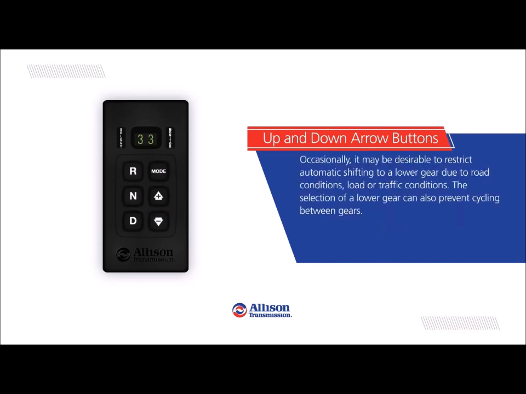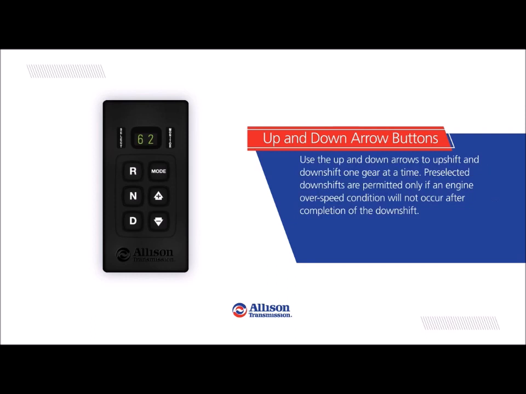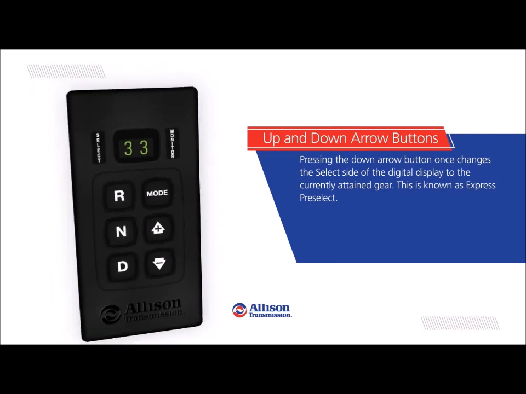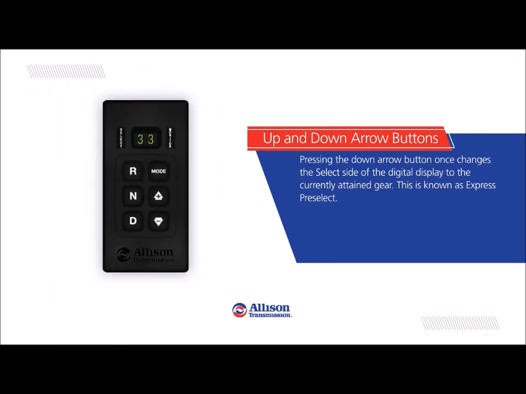Occasionally, it may be desirable to restrict automatic shifting to a lower gear due to road conditions, load, or traffic conditions. The selection of a lower gear can also prevent cycling between gears. Use the up and down arrows to upshift and downshift one gear at a time. Pre-selected downshifts are permitted only if an engine overspeed condition will not occur after completion of the downshift. Pressing the down arrow button once changes the select side of the digital display to the currently attained gear. This is known as Express Pre-Select.